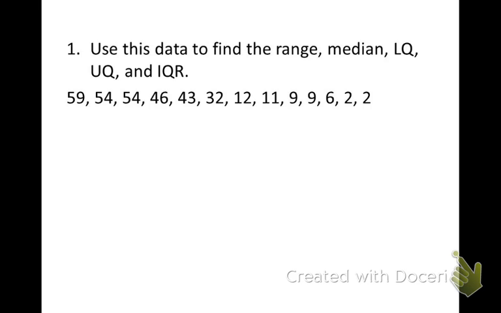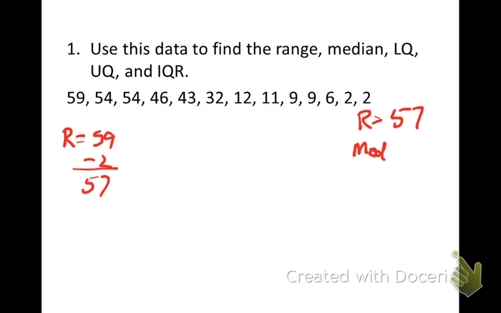So if we want to find the range, we're going to take the highest number. Let's just write our answers over here to the side. Range equals, so we'll take 59 minus 2. Hopefully we don't even need to write this out, but we get 57. So the range is 57. That was a pretty easy one.